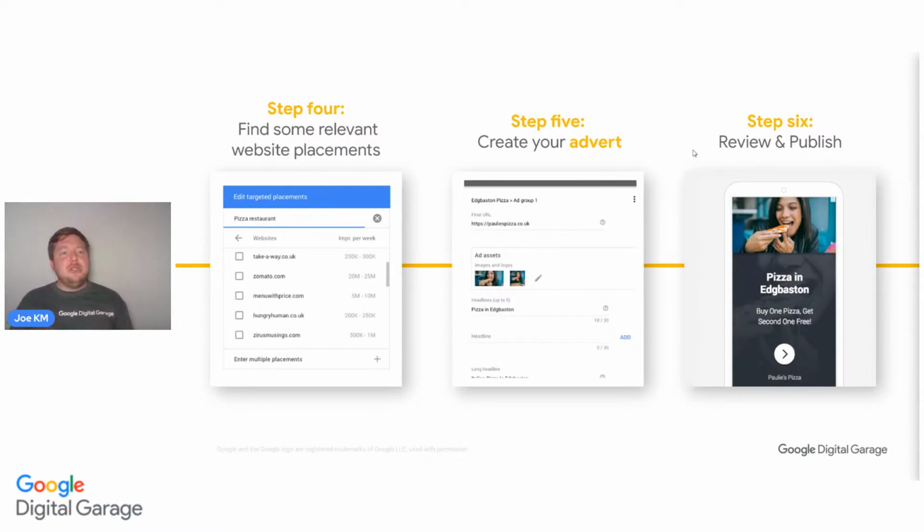Once you've done this, you can now start to see, right, I'm going to edit the targeted placements. So I'm going to choose the relevant websites. Can you also see just here, it's got impressions per week. So this is how many people go to these websites per week, which means you're choosing the places where you think it's going to get the most reach.